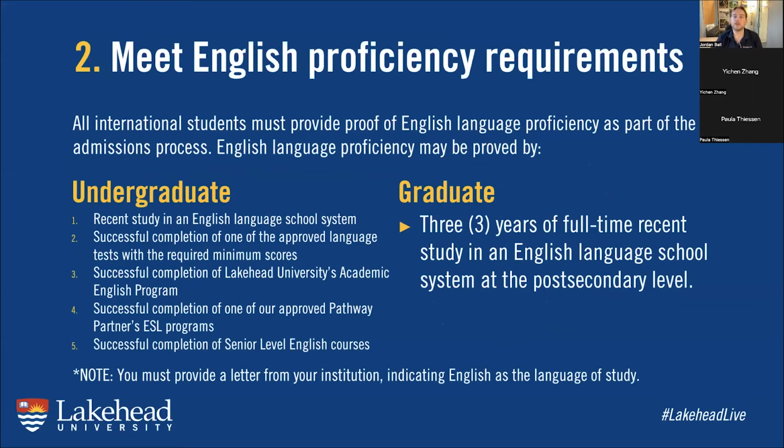Step 2, meeting English language proficiency requirements. So all international students must provide that proof of English language proficiency as a part of their admission process. That can be proved by, for our undergraduate students, a number of ways. First and foremost, recent studies in an English school system. So there's different levels. I'm actually going to break it down in the next slide, so I'll come back to that. If you've successfully completed one of our approved language tests and you've met the minimum required scores, again, I'll break that down in the next slide.